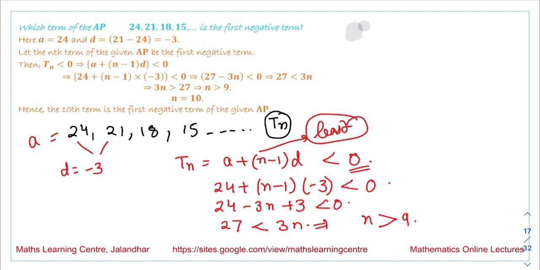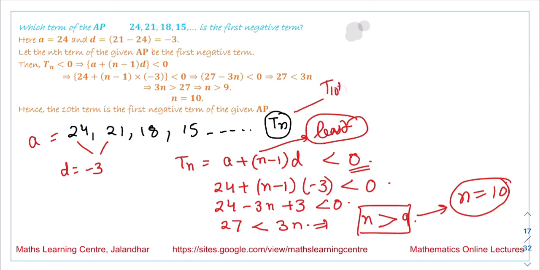So what is the least value of n we have? It is n is equal to 10. That is, we are saying for n greater than 9, all the values are negative. That is, the T10 term, T11, T12, all these terms are negative. So what is the first term that is negative? That will be the 10th term.